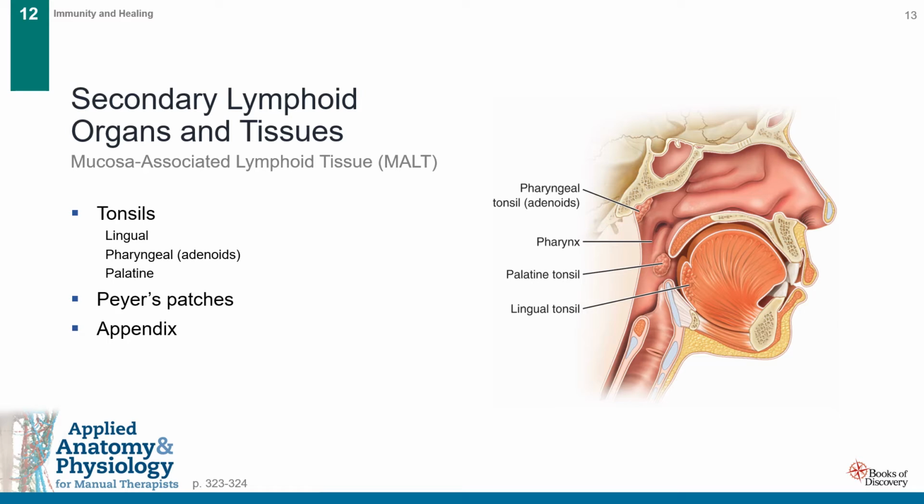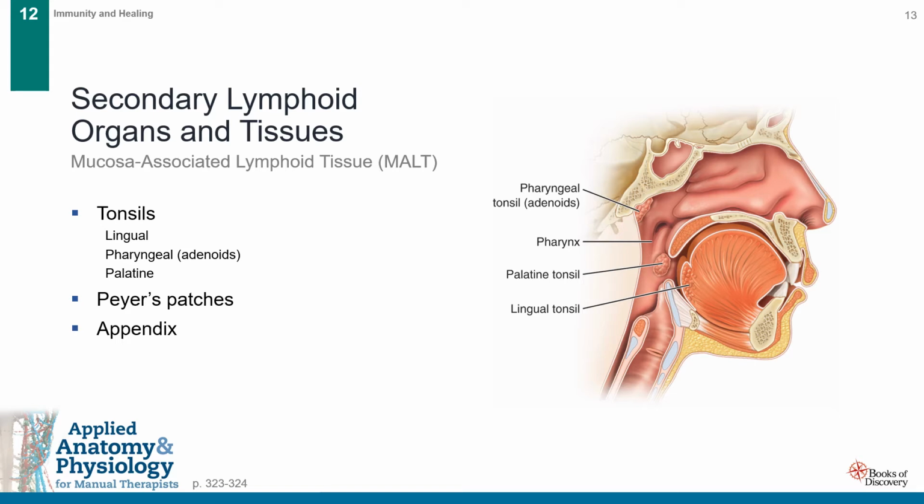Lingual tonsils are at the base of the tongue, the pharyngeal tonsils are posterior to the nasal cavity at the back of the throat, and palatine tonsils are at the back of the mouth on either side of the opening of the throat.